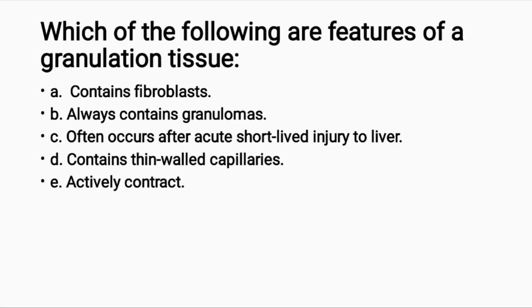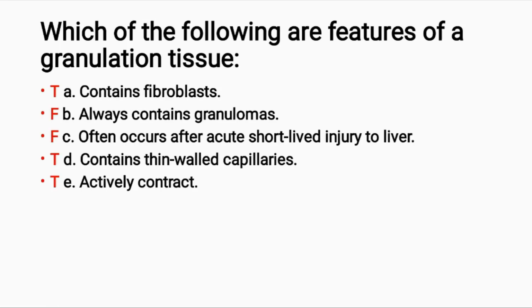Which of the following are features of granulation tissue? A. Contains fibroblasts. B. Always contains granulomas. C. Often occurs after acute short-lived injury to liver. D. Contains thin-walled capillaries. E. Actively contract. Well, those are the answers except B and C.